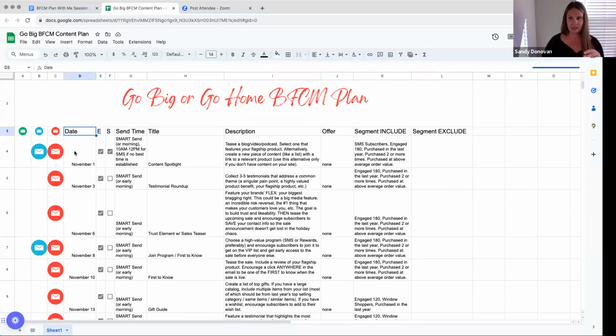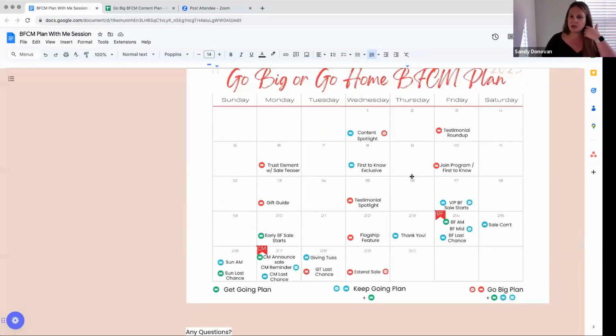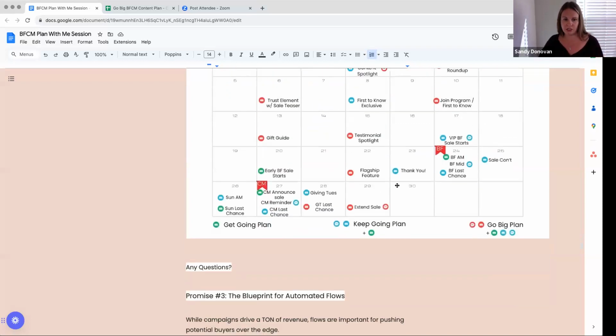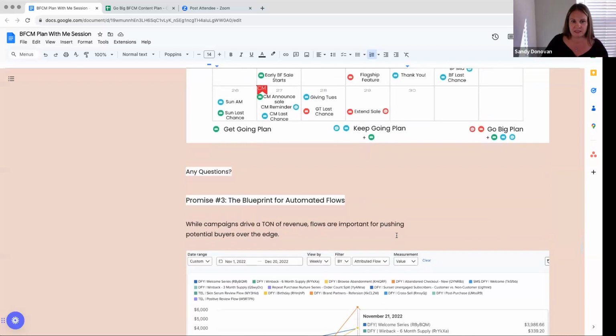Now, obviously, you can mess around with this plan a little bit. You can change some of the dates. If you want, you can change some of the topics, but I will tell you that everything laid out here is very strategic to build on attention, trust, desire, set you up for the sale, and to create as many sandwiches as possible. So before we go into the next promise, we're almost done.